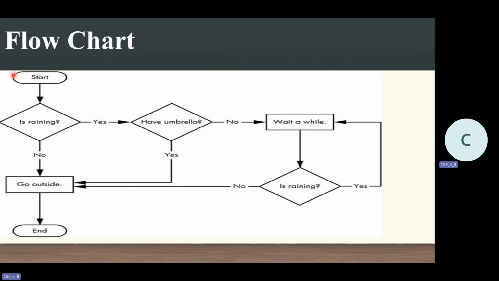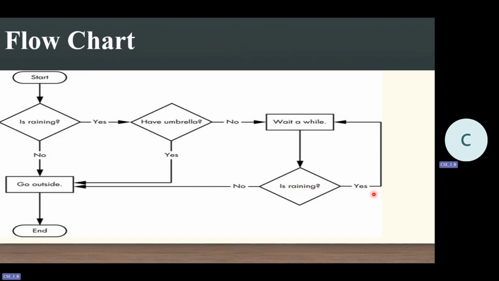So first we use this oval symbol to represent the task, that is start, and then with the diamond symbol we are representing the decision, that is raining, and it results in two outcomes: if it is raining, that is yes, and if it is not raining, that is no. If it is raining, the next condition is whether we have the umbrella. If we don't have the umbrella, we are going to wait for a while, and then after some time we check again whether it is raining.